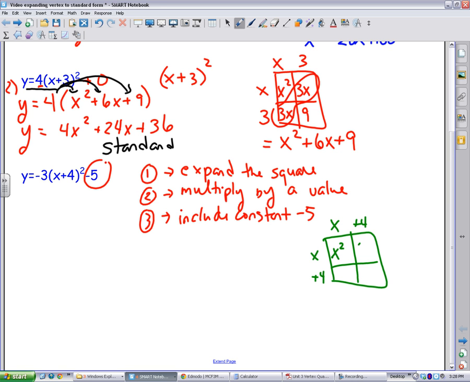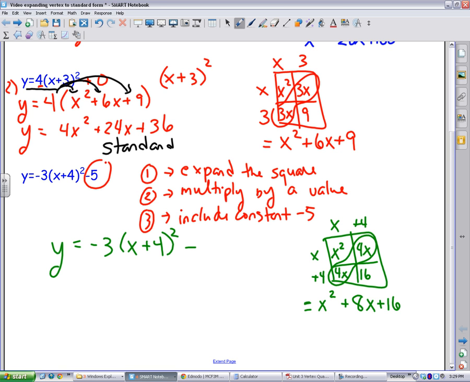Okay, so with my window method, I have x plus 4 and x plus 4. So I have x squared, 4x, 4x, and 16. And collecting the like terms, I wind up with x squared plus 8x plus 16. So I'll write that. I have now replaced just the multiplication of the binomial. So I have y equals negative 3 times (x squared plus 8x plus 16) and subtract 5.